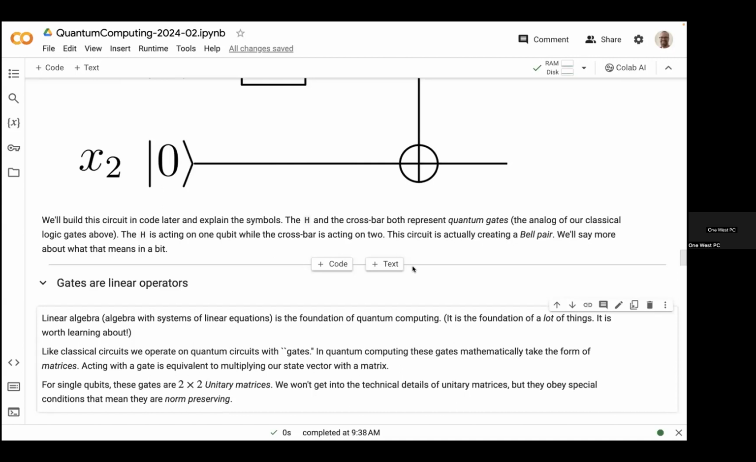Really pay attention. So like classical circuits, we operate on quantum circuits with these gates, right? These gates mathematically take the form of matrices. I'm basically doing linear algebra. And acting with a gate is equivalent to multiplying our state vector with a matrix, right? So mathematically, that's how we think about these things. For single qubits, these gates are 2 by 2 unitary matrices. Now, I'm not going to get into what unitary means, but basically it means that it's norm preserving.